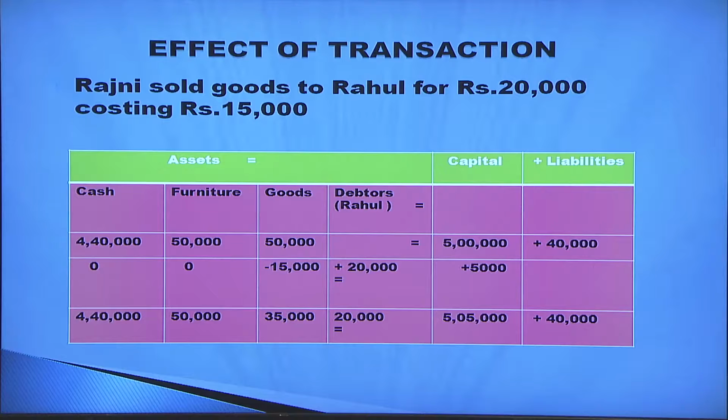So, that is a gain. Plus 5,000 is added with capital. So, new accounting equation will be 4,40,000 cash, 50,000 furniture, goods 35,000, debtors 20,000. So, asset side will include these items. In the liabilities side, we can include capital and liabilities. So, capital of rupees 5,05,000 and liabilities 40,000. So, here also accounting equation is satisfied.